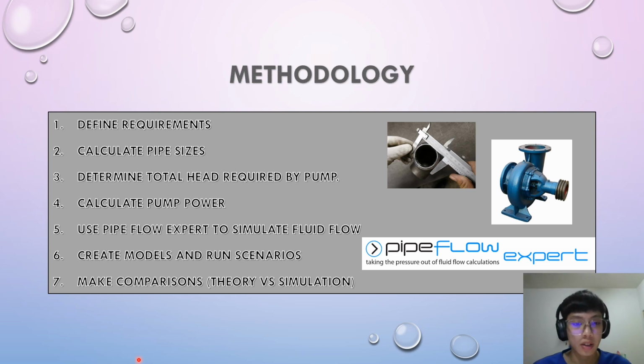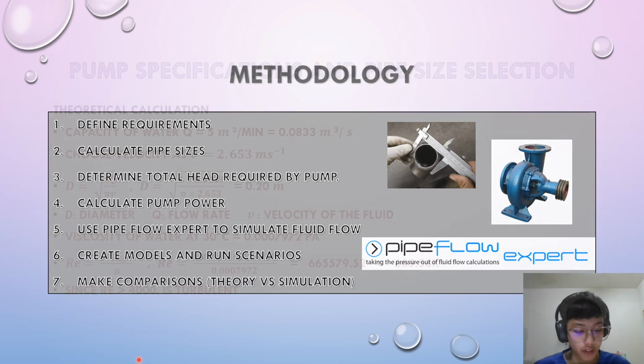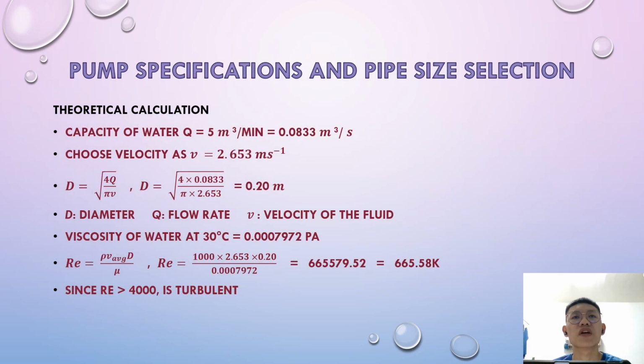make a comparison between the theory and the simulation. The simulation results are compared with theoretical calculations to ensure accuracy and reliability. Adjustments are made based on the simulation outcome to fine-tune the design, ensuring optimum performance and efficiency of the piping system. I will talk about the pump specification and the pipe size selection.